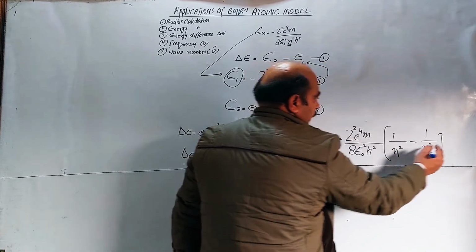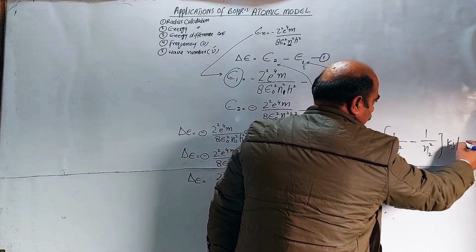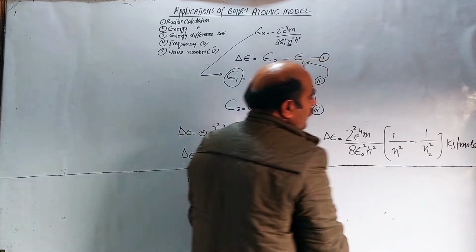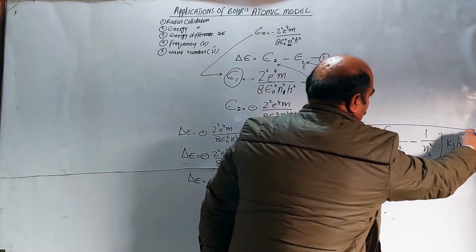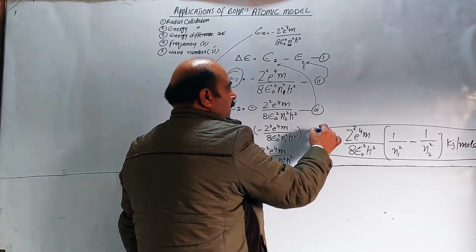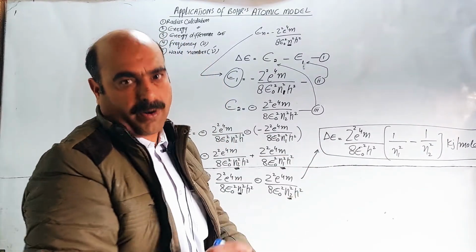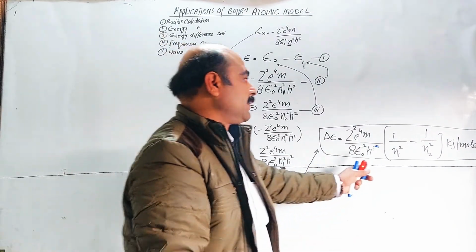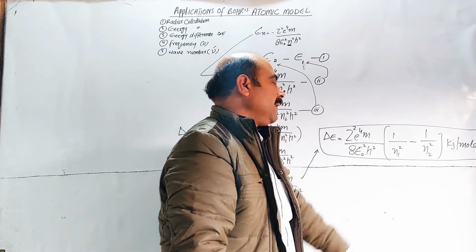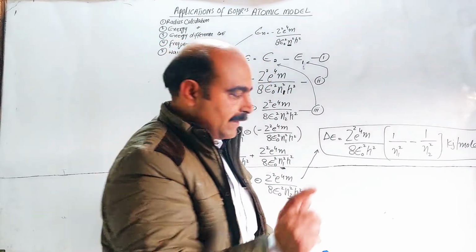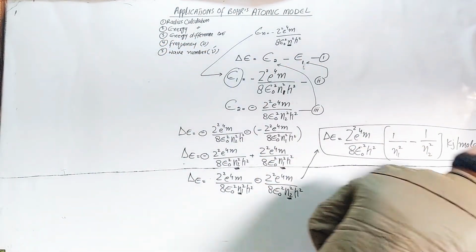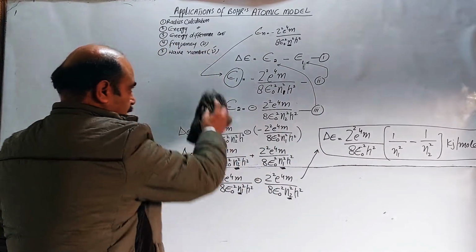The unit of energy is kilojoule per mole. This equation is used to calculate the energy difference between any two orbits, n1 square and n2 square. We apply the equation.